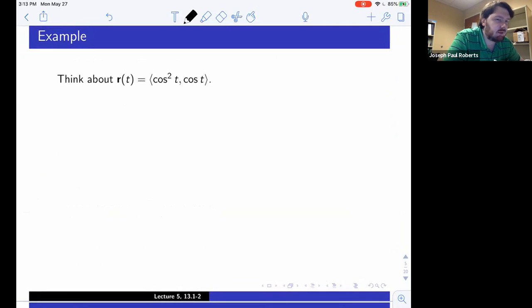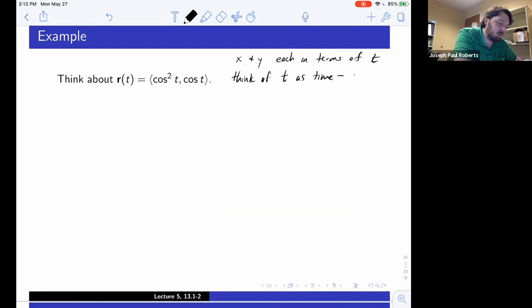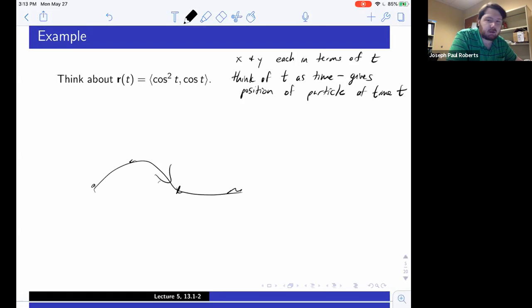And so at the end of the day, just think all this is giving you x and y each in terms of t. You can think of t as time, and this equation gives the position of a particle at time t. And so as you plug in different values of t, you're tracing out the trajectory that a particle takes.